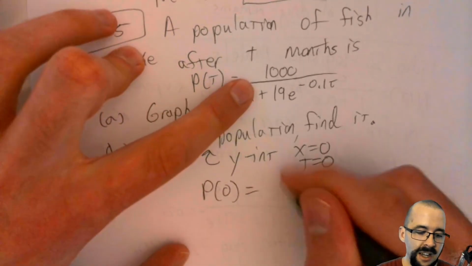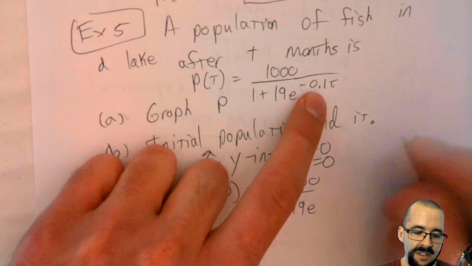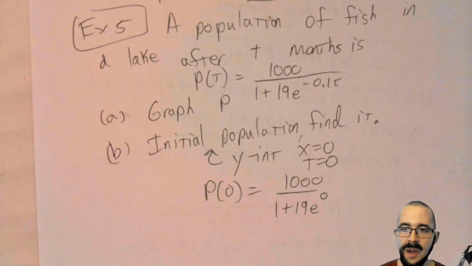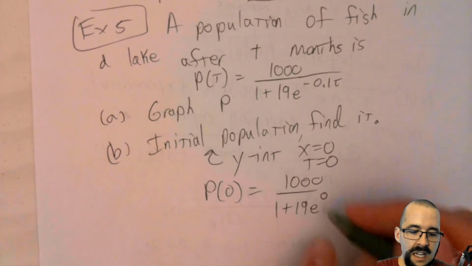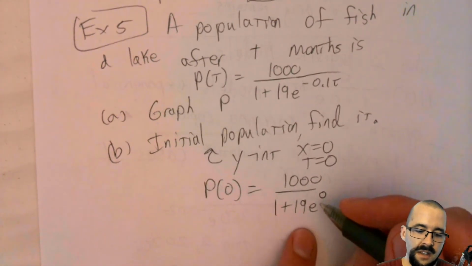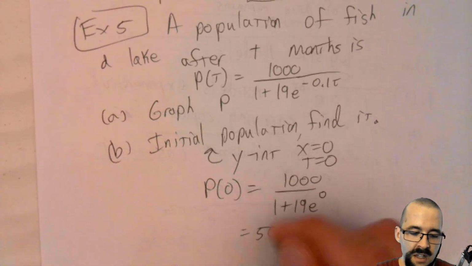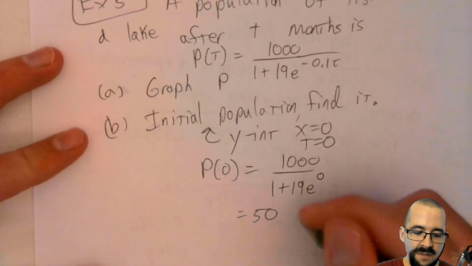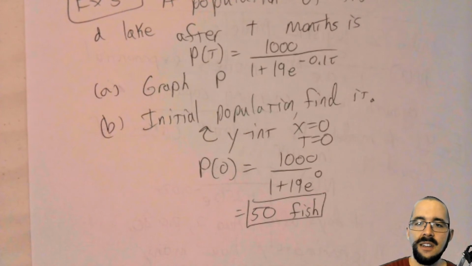If we plug in 0, we're going to get 1,000 divided by 1 plus 19 times e to the 0.1 times 0. You could do this by hand, or you could type it into a calculator. Either one's fine. e to the 0 is 1. So we get 1,000 divided by 20, which is 50, just like the graph said. So initially, 50 fish were introduced into this lake.